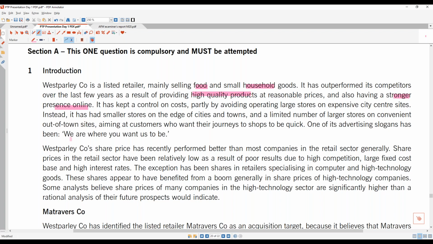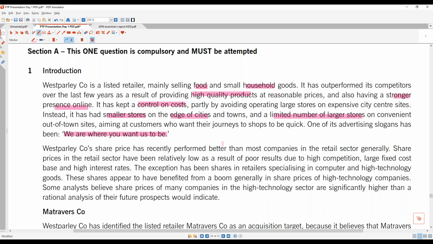I'm sorry. It has kept a control on cost, partly by avoiding operating large stores on expensive city centers. Instead, it has small stores on edge of cities and towns, and limited number of large stores on convenient out of town sites, aiming at customers who want their journeys to shop to be quick. One of its advertising slogan has been "We are where you want to be."